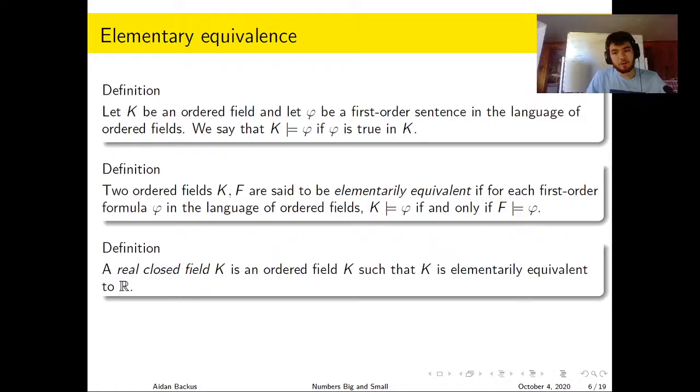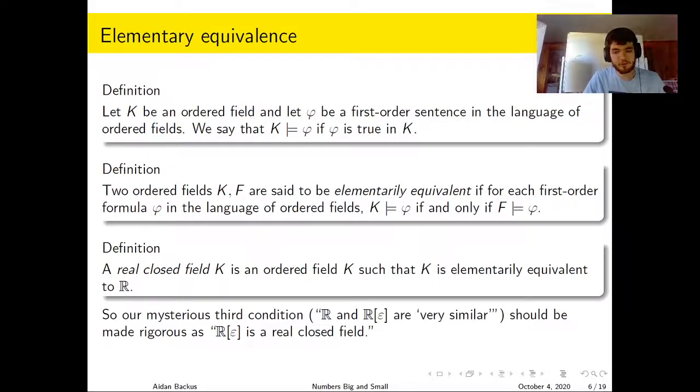And a real closed field is an ordered field which is elementarily equivalent to R, the real numbers. So what we really want is that this hyperreal field should be elementarily equivalent to the real field. It should be a real closed field. That's what we mean when we say that real numbers and hyperreal numbers are very similar. They're both real closed.